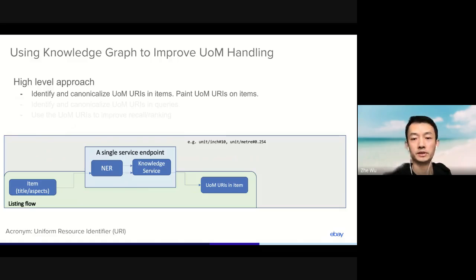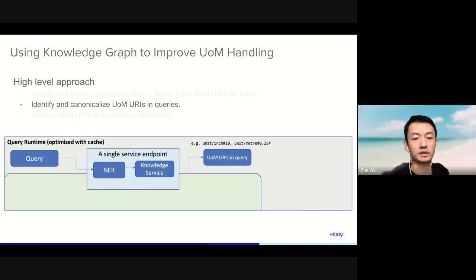This knowledge service will identify and canonicalize the units. So as you can see here, we identify 10 inches and the corresponding units in meters. And then that information is stored on items.